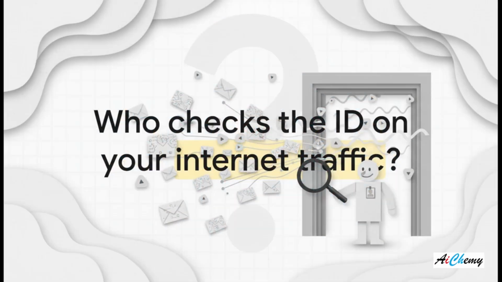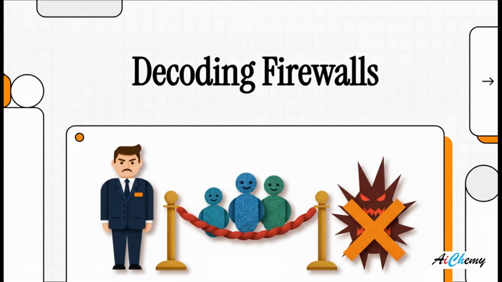Think about this for a second. Every single time you click a link, fire off an email, or even just stream a video, you're sending these little packets of data out into the huge, wild world of the internet. So, the big question is, who's standing at the door to your network, checking the ID on all that traffic? Well, that's where the firewall comes in.